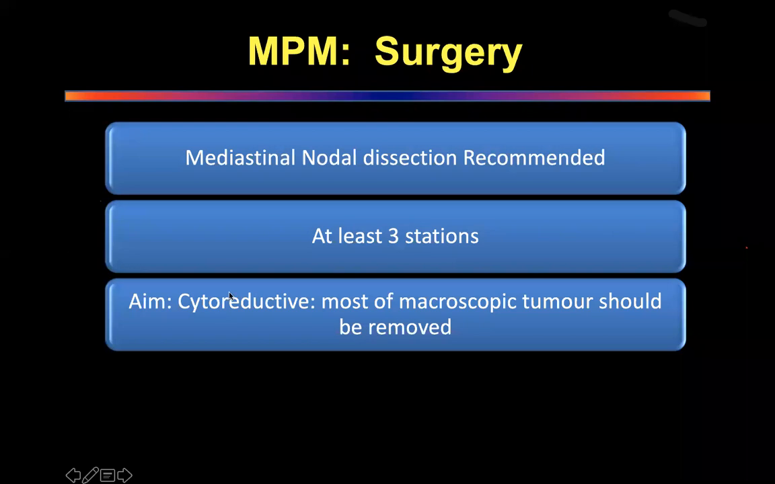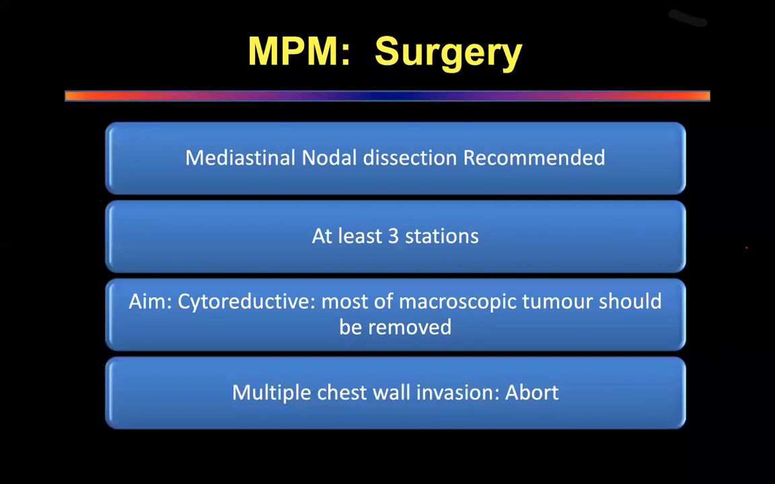The aim is cytoreductive surgery, but all macroscopic tumors should be removed. So you must do what is called a macroscopic R0. You cannot leave tumor behind. That is not acceptable. That is against the norms of surgery, of mesothelioma surgery.